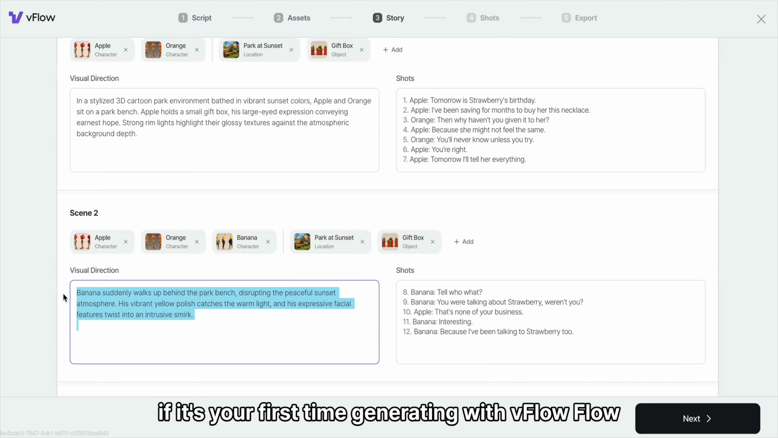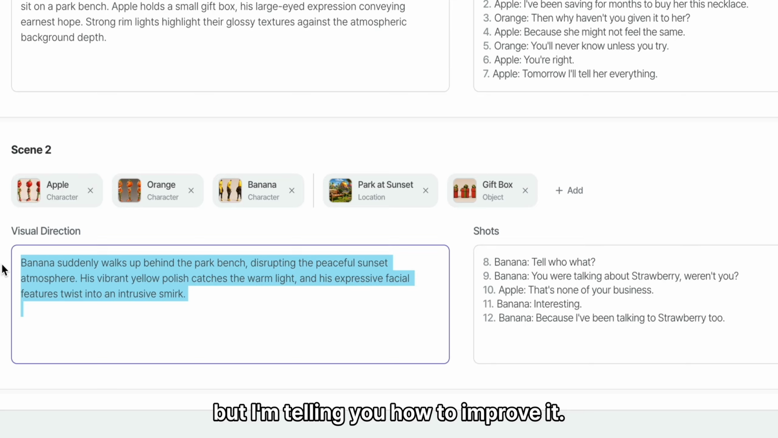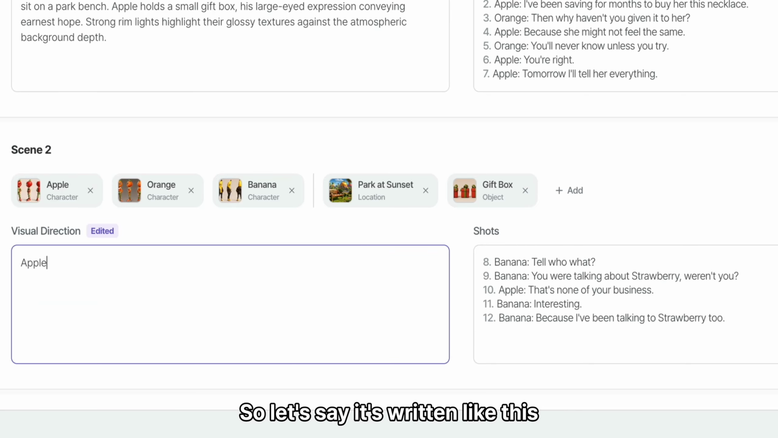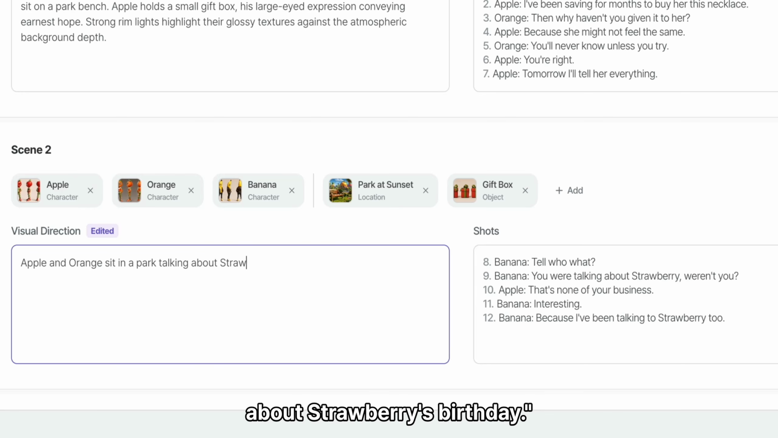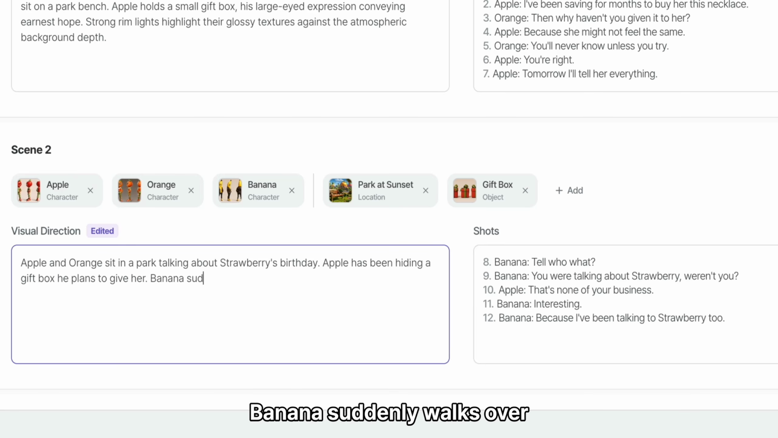If it's your first time generating with vFlow, you can just go with the default visual direction, but I'm telling you how to improve it. So let's say it's written like this. Apple and Orange sit in a park talking about Strawberry's birthday. Remember, this is just an example. Apple has been hiding a gift box he plans to give her. Banana suddenly walks over and joins the conversation.